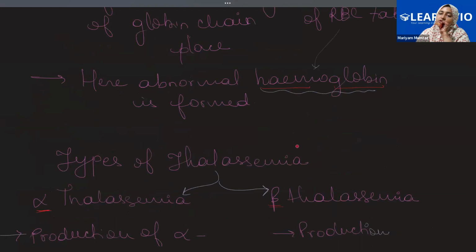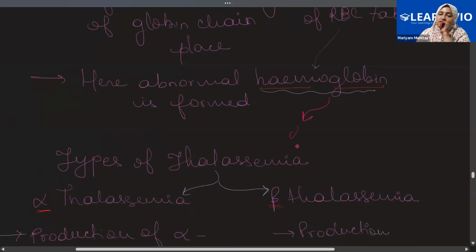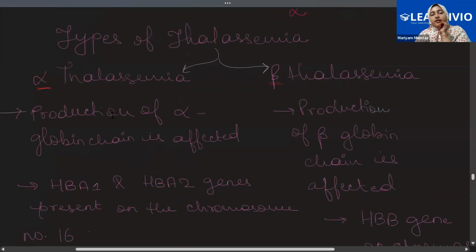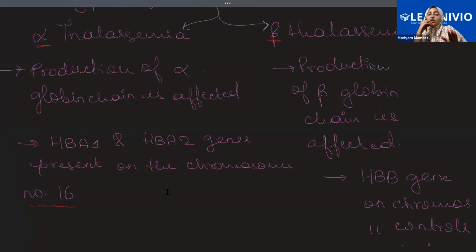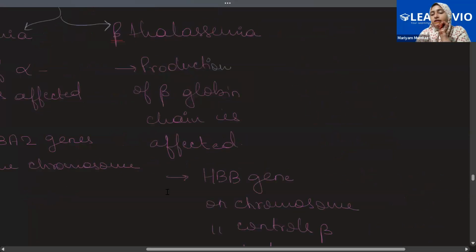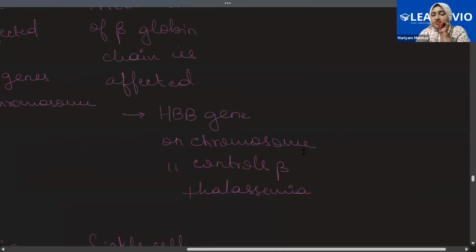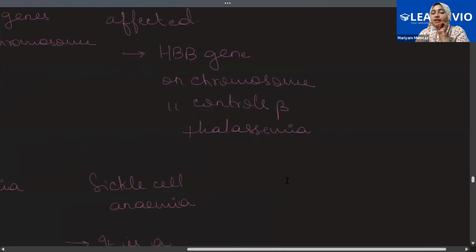Now, remember that the hemoglobin has two types of chains, alpha and beta. So, accordingly, two types of thalassemia are there. When we talk about alpha thalassemia, here the production of the alpha globin chain is affected. In the case of beta thalassemia, the production of the beta globin chain will get affected. Now, in terms of genes, the HbA1 and HbA2 genes are present on chromosome number 16, meaning the genes for the preparation of proper hemoglobin are present on chromosome number 16. So that gets involved. And then the HBB gene, located on chromosome number 11, controls beta thalassemia.